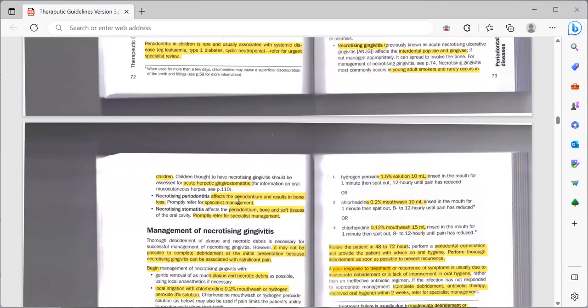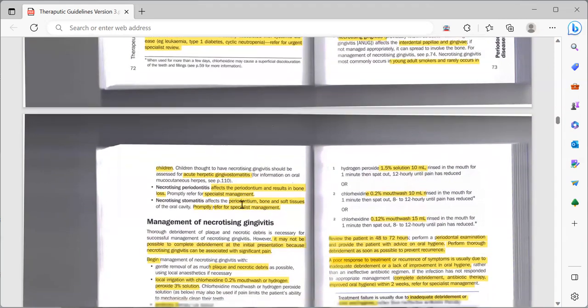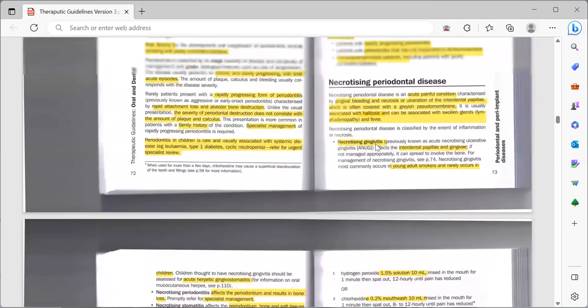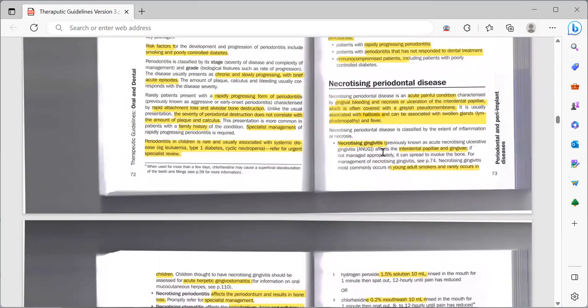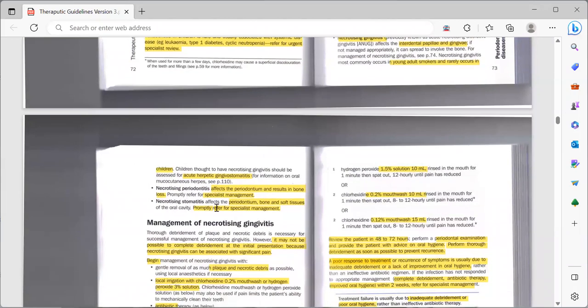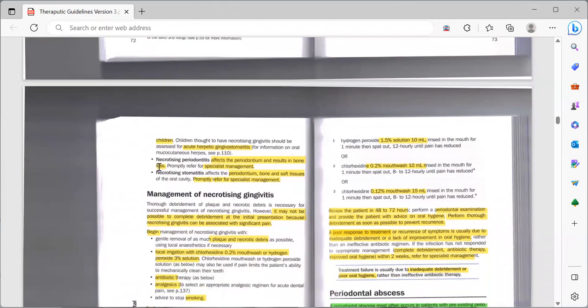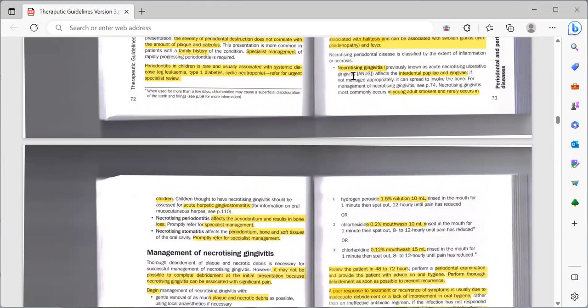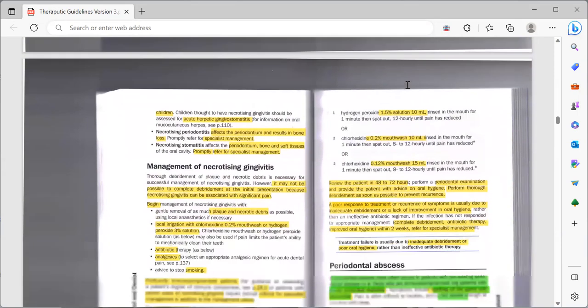Then necrotizing periodontitis affects the periodontium and results in bone loss. Promptly refer for specialist management. As a general dentist, you would only be treating the patient if they have necrotizing gingivitis. If the patient has necrotizing periodontitis, just refer them to the specialist. If the patient has necrotizing stomatitis, which means it has spread to the periodontium, the bone, and the soft tissues as well, promptly refer for specialist management. In these two cases, you won't be doing anything. Your area of concern as a general dentist is only necrotizing gingivitis.